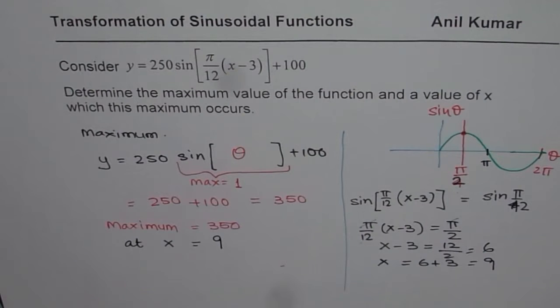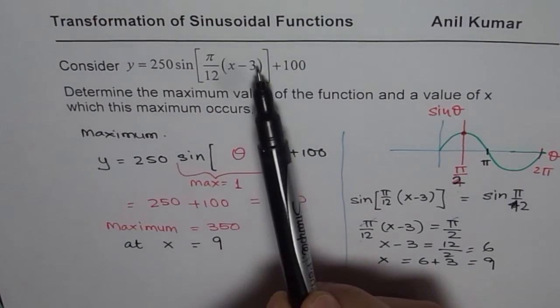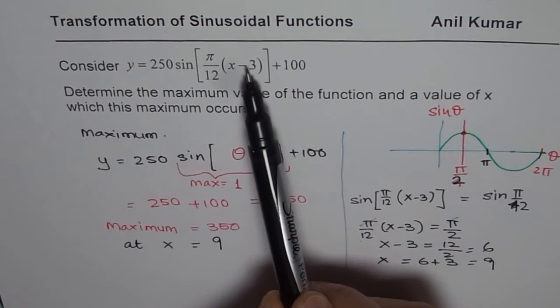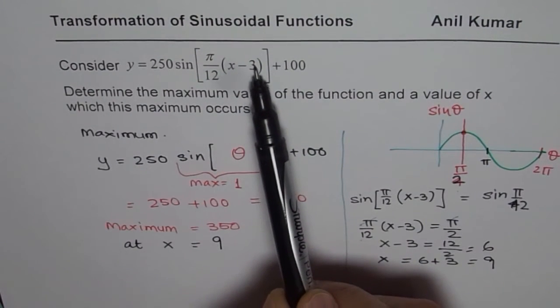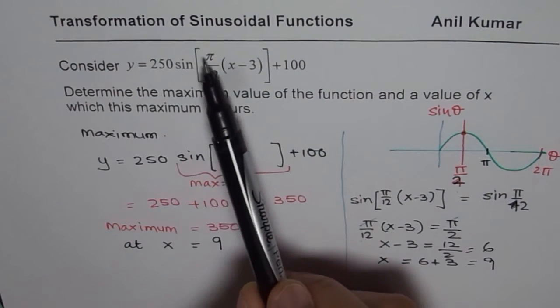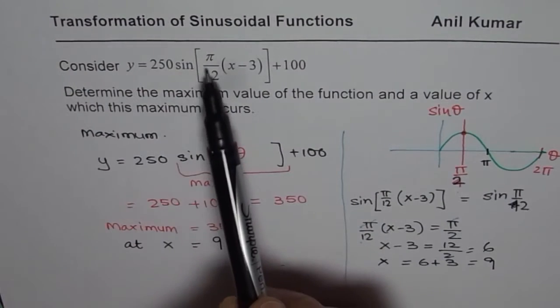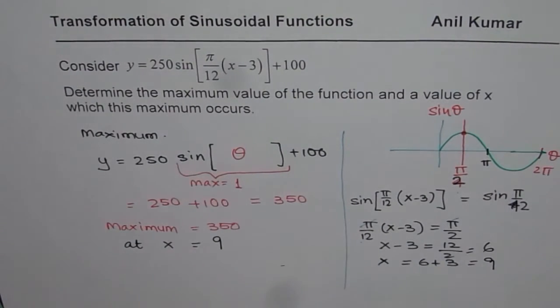So that is how we could solve it. You can substitute 9 here. When you substitute 9, what do you get? 9 minus 3 is 6. 6 divided by 12 is 1 over 2. So we get pi by 2 here. Sine pi by 2 is going to be 1. So you'll get sine as 1, correct? That is how you will get your answer. So that is how you should find the solution for this question.